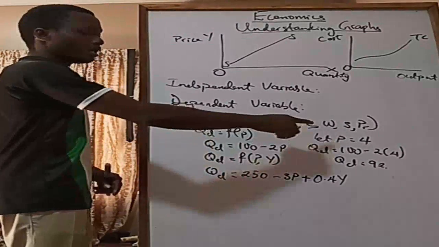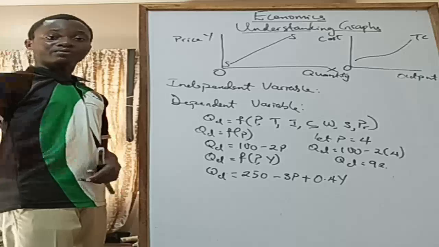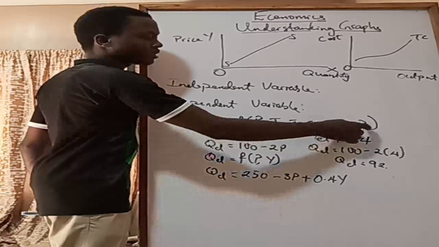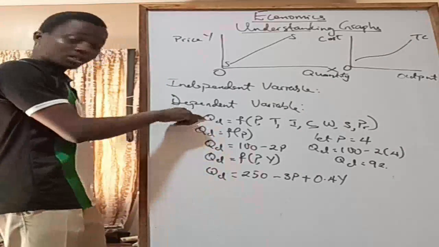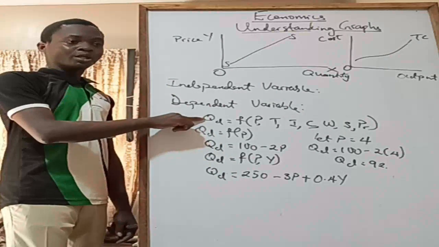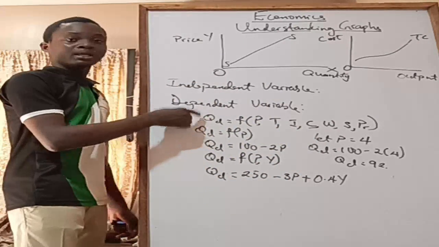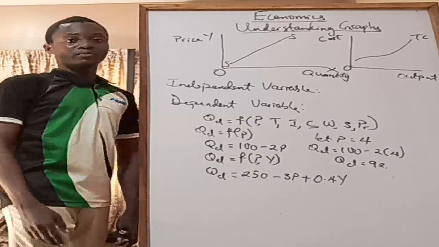Now, this long model that we have here, if you're asked how many variables does this model have? One, two, three, four, five, six, seven. Seven? No. Plus QD, that's eight, right? So how many dependent variables do you have? You have only one, which is your QD. The rest of them are independent variables.